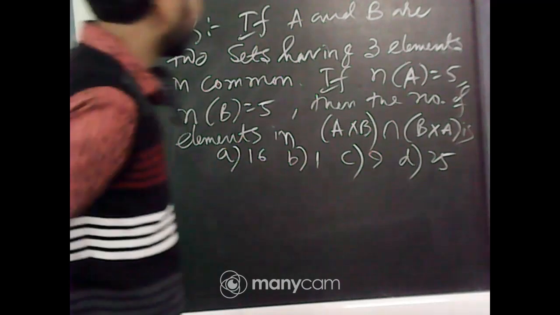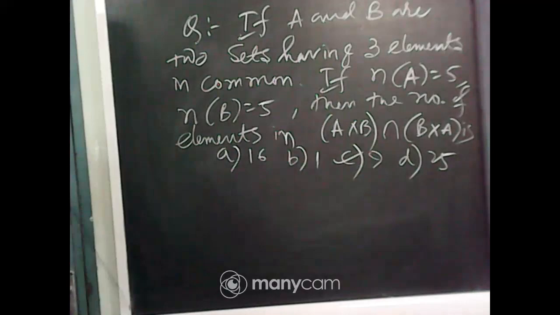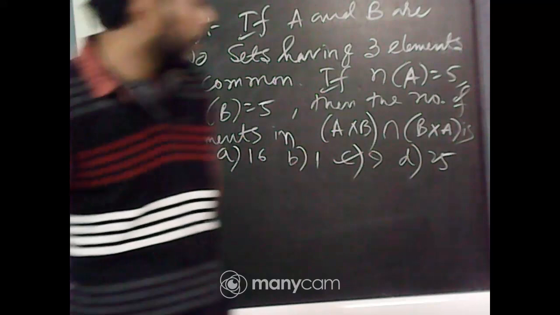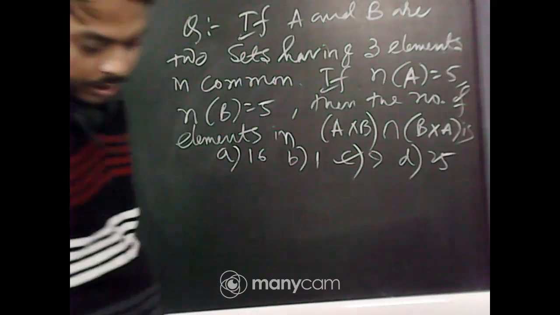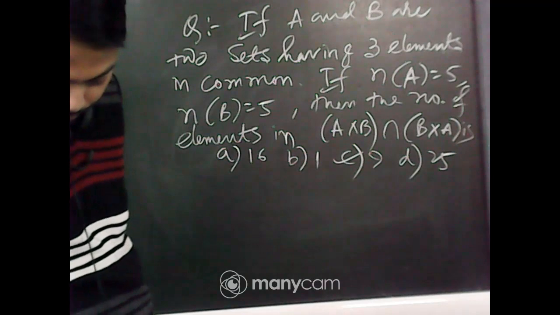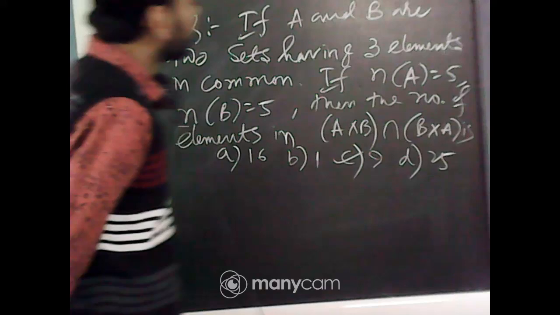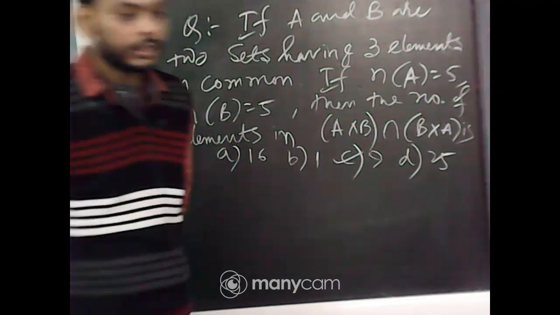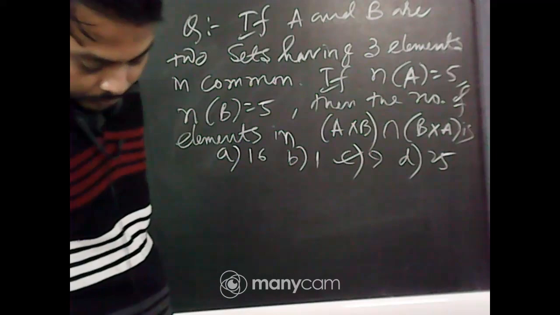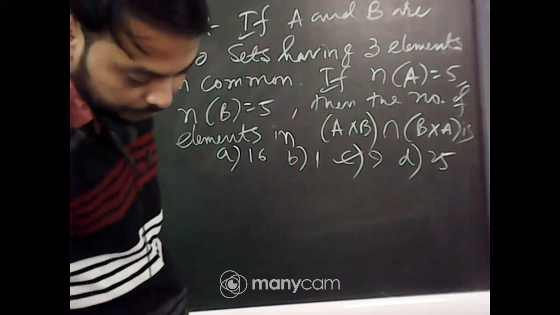Option C. Yes, very good. There are 3 elements in common. So the number of elements of A cross B intersection B cross A, that means the common elements of A cross B and B cross A, that is 3 square, or you may say 3 into 3, that is 9. Very good. That is the correct answer. So, move on to the next question.